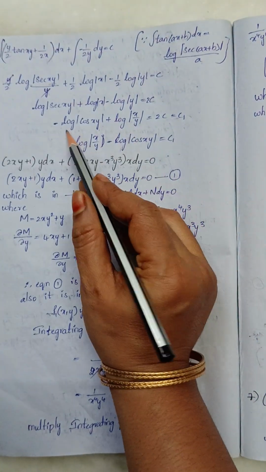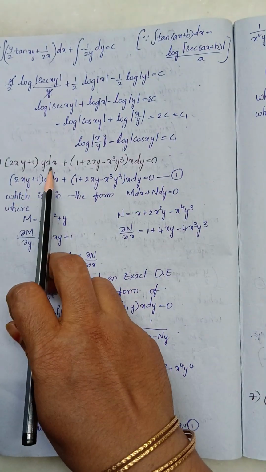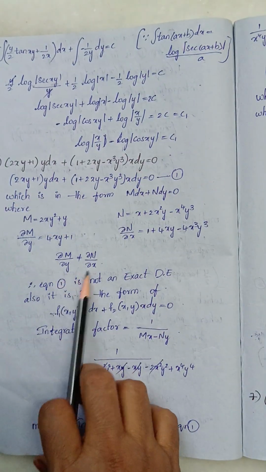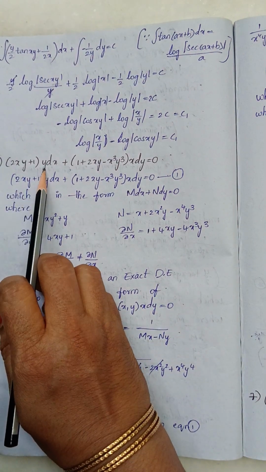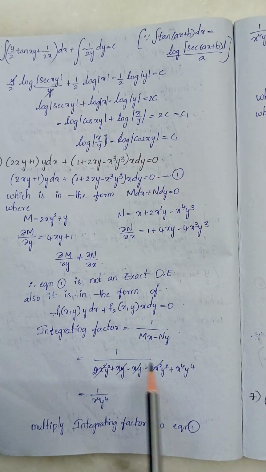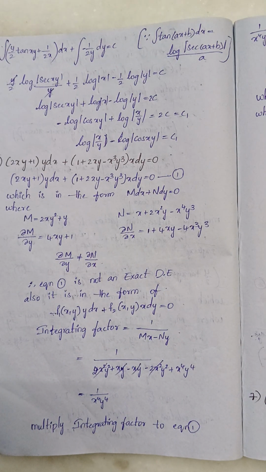So you can take this term minus this equal to c1. See the next one, M dx plus N dy equal to 0, which is a non-exact differential equation, and also it is in the form function y dx function x dy. So find the integrating factor and multiply this to equation 1.